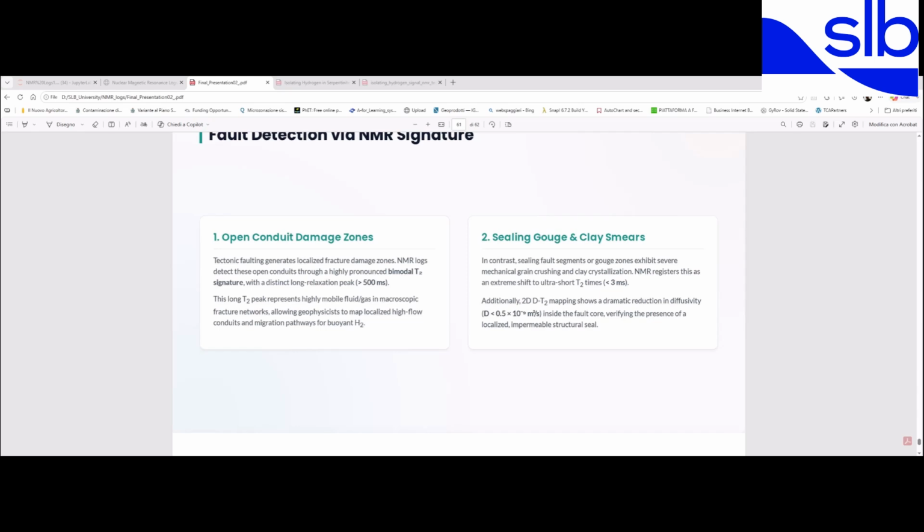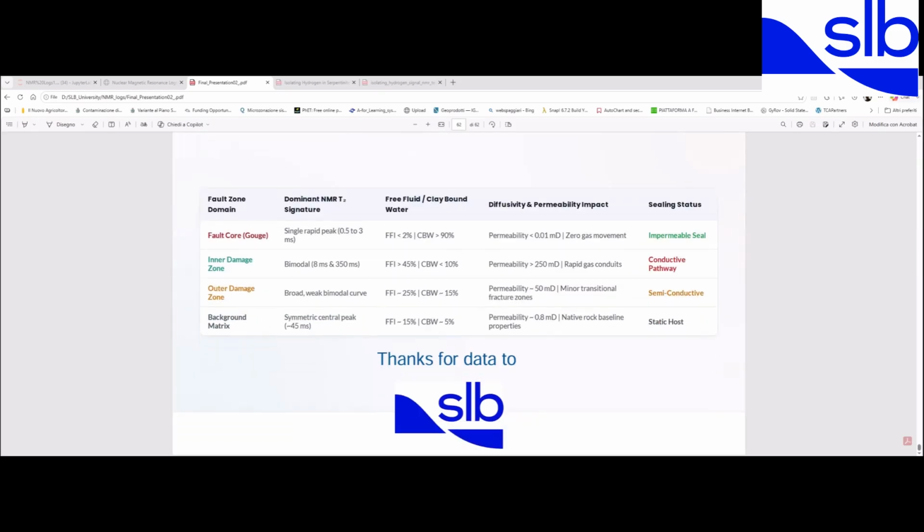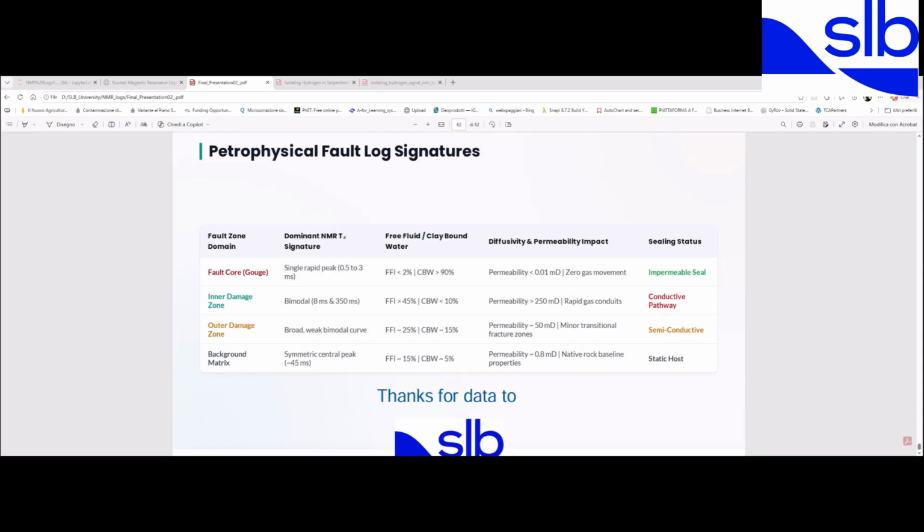Sealing, gouge and clay smears. In contrast, sealing fault segments or gouge zones exhibit severe grain crushing. NMR registers this extreme at 3 milliseconds. What will be the petrophysical fault log signature? You have single rapid peaks, bimodal for the inner domain, and the outer zone is free. The fault domain will be this, and the diffusivity and permeability are this: zero gas movement in the impermeable seal, and rapid gas conduits in the permeable zone.